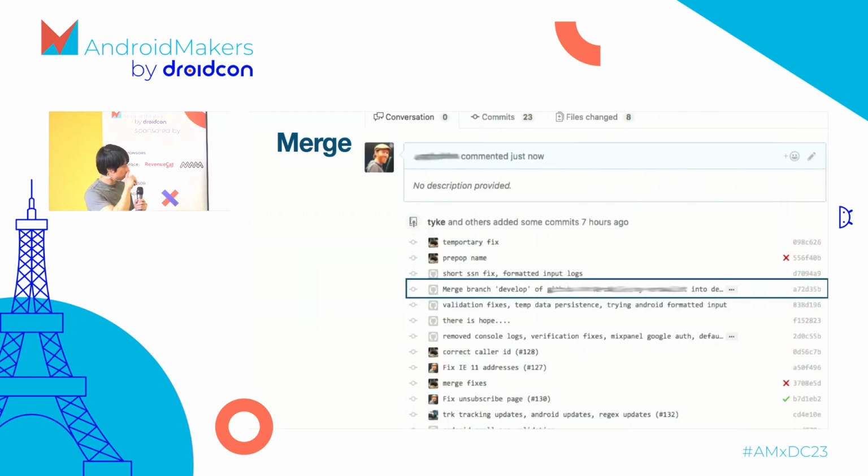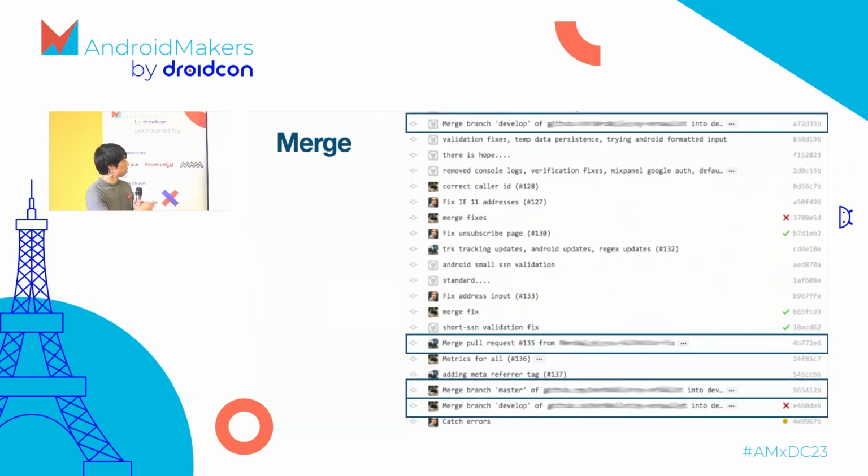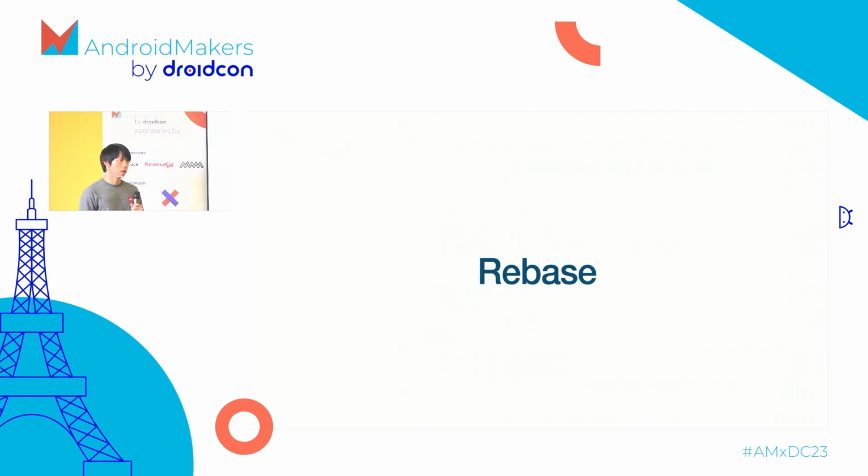So another thing as well is if you check the pull request, you're going to see some merge in the history. So there is merge. So it's a little bit tricky to review the pull request if you have so many merges in the history. And then the rebase.